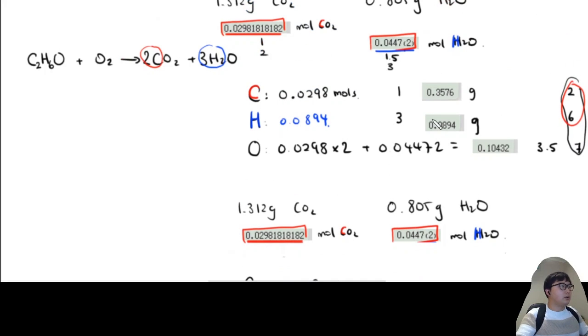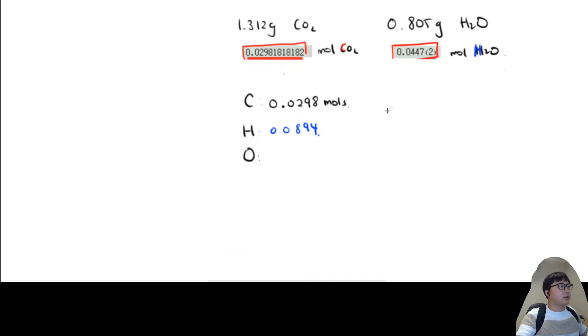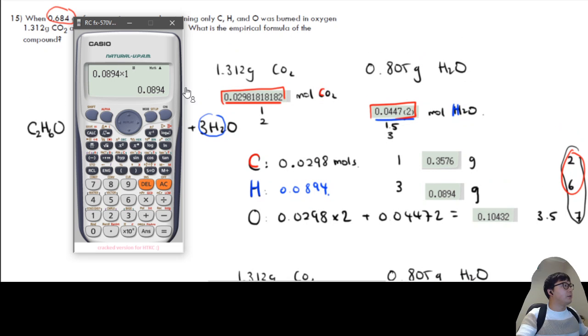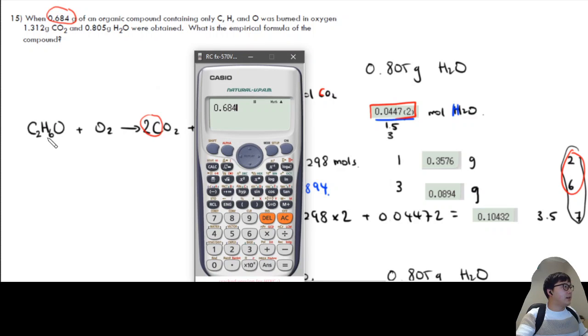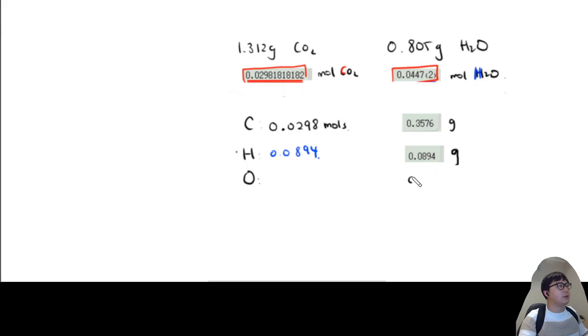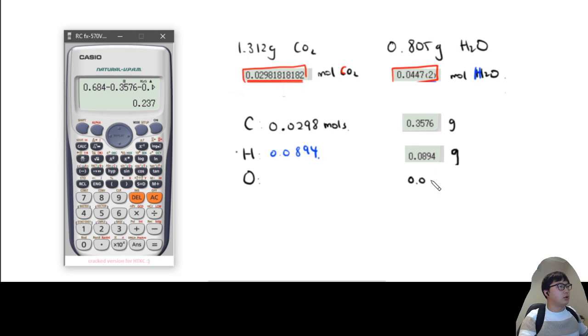And all you have to do is just calculate the masses. I think this way is a lot easier. So you just calculate the masses. And then the total mass is how much? 0.684. And that's the mass of that guy. But then it produced that much gram of carbon and that much gram of hydrogen. So just subtract those two from it. Then that's the remaining mass that's reserved for the oxygen, right? So you get 0.237.